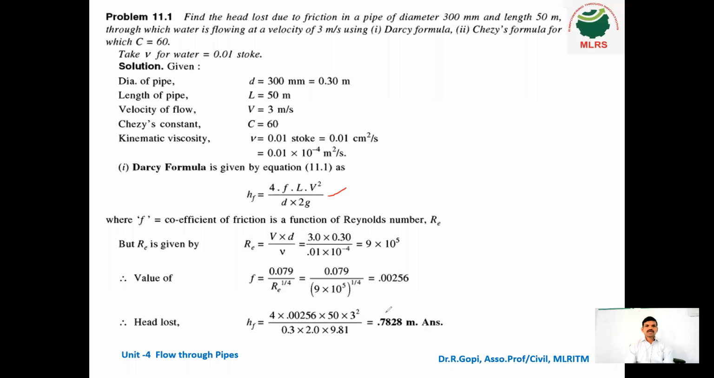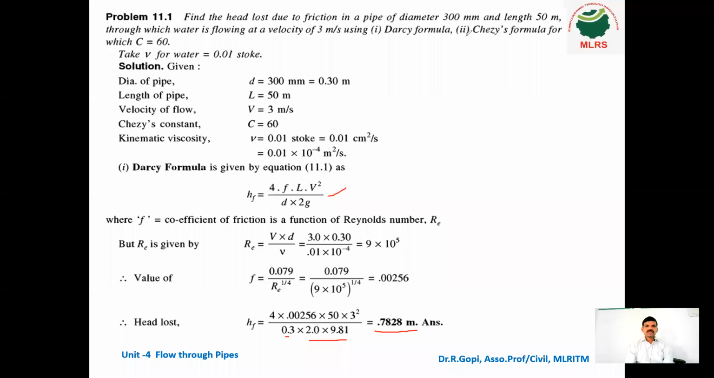So 4 into f, 0.00256, into L, which is 50, and v is the average velocity, 3 squared, divided by 2gD. D is 0.3 and 2 into 9.81. So finally, the head loss due to friction is 0.7828 meter. This is the head loss due to friction as per Darcy's formula.